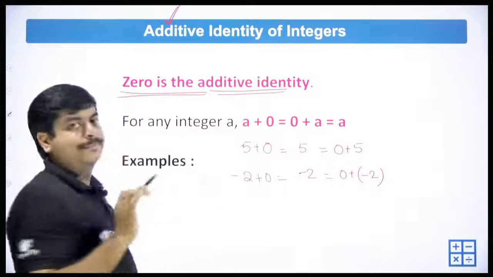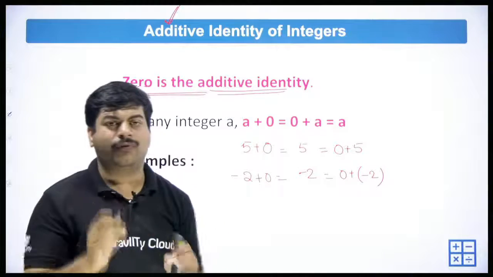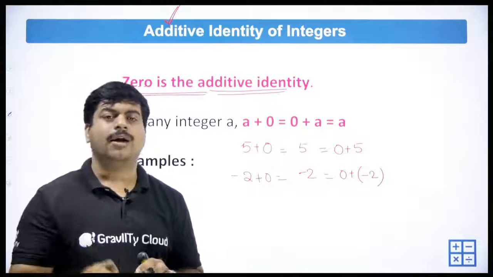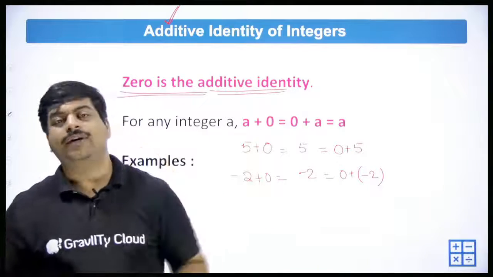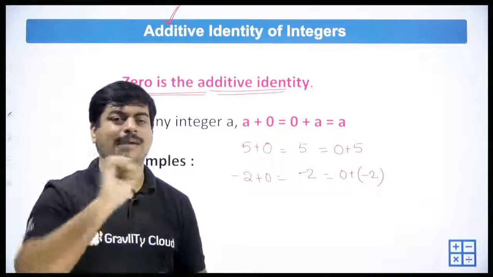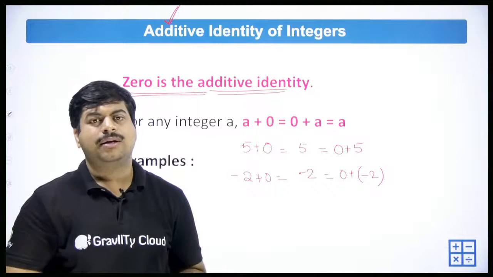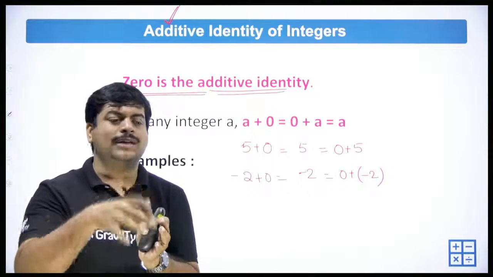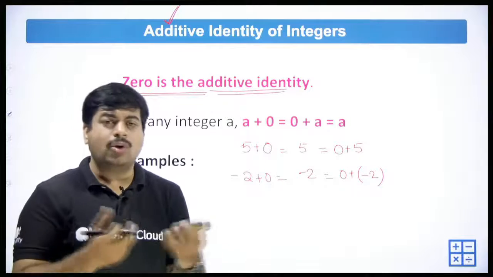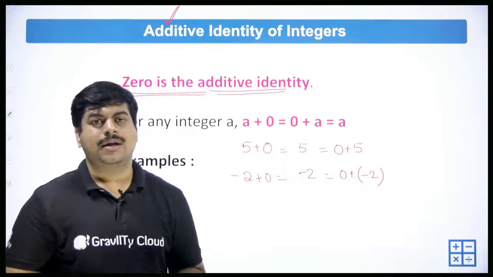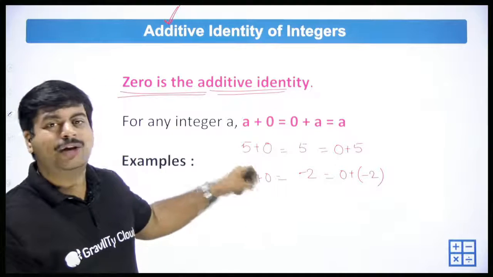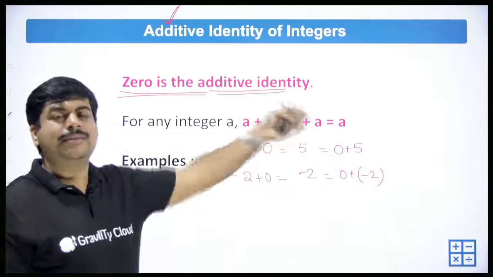Additive identity. 4 plus 0 is 4. Minus 4 plus 0 is minus 4. Minus 100 plus 0 is minus 100, minus 1000, minus 1 lakh. Whatever number it is, when you add 0, you get the same answer. 0 is nothing, right? 0 has no value. We cannot say 0 mangoes are there in my basket. That means no basket, no apples, no mangoes, correct? 0 means nothing. So when you're adding nothing to the number, you will get the same number again.